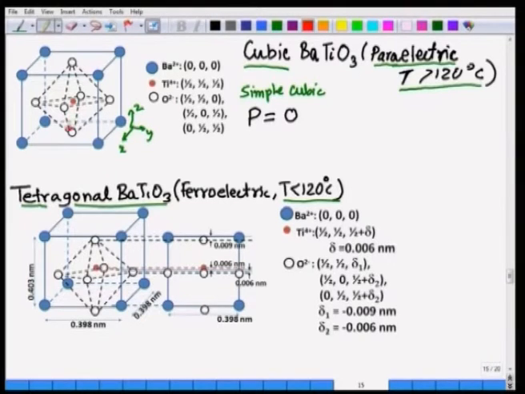Now, imagine you are pulling this axis up, elongating this axis a little bit and maybe squeezing this a little bit. So, what you have in a tetragonal one is that this particular dimension is 0.403 nanometers, whereas these two A and B axes are equal and they are 0.398 nanometers.